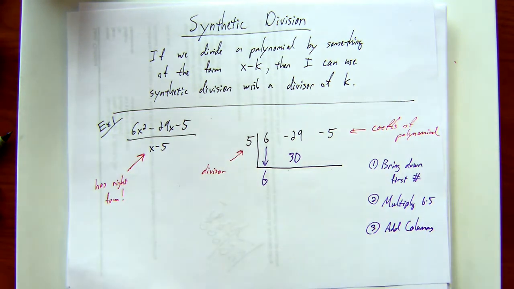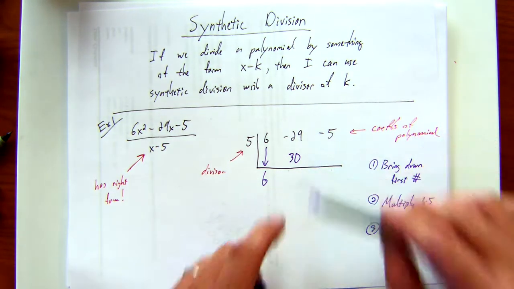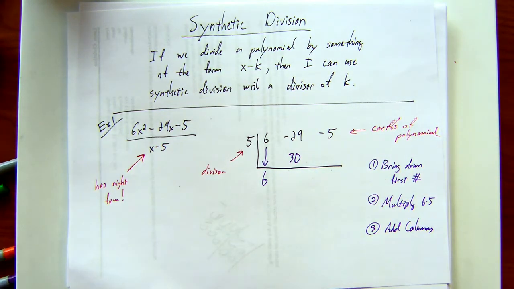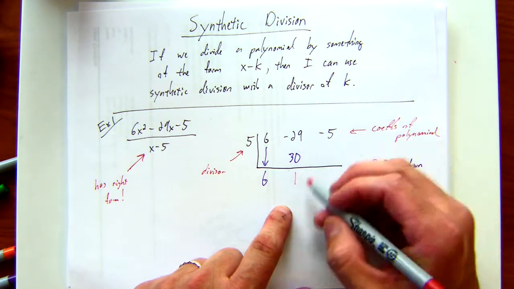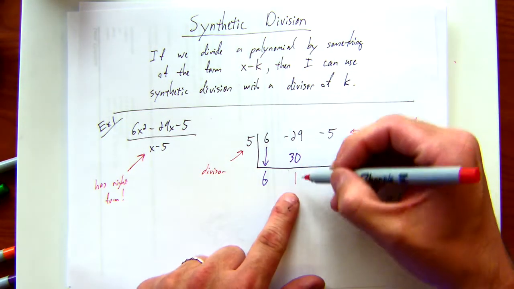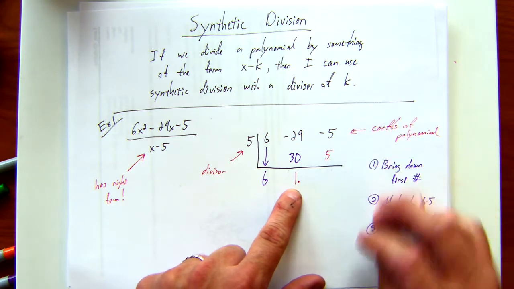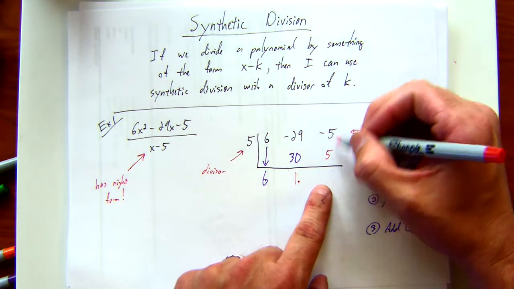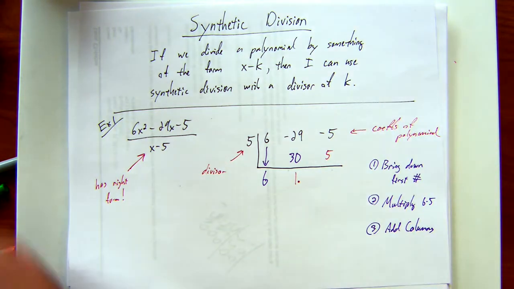So instead of subtracting, the way we do in long division, we're going to be adding. So what is negative 29 plus 30? 1. So we add these two, and now we just continue to repeat the process. 5 times 1 is what? 5. So we put that 5 there. Now we're going to add this column. What does this give us? 0.